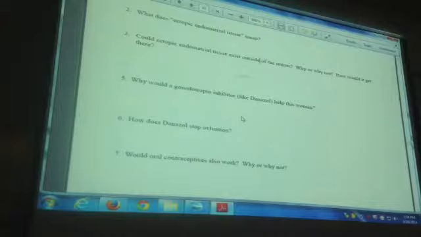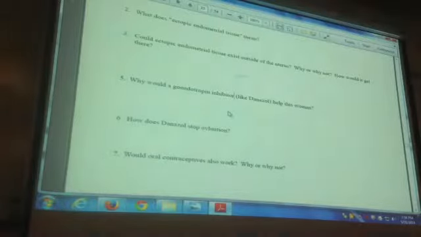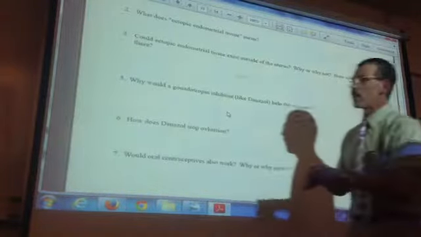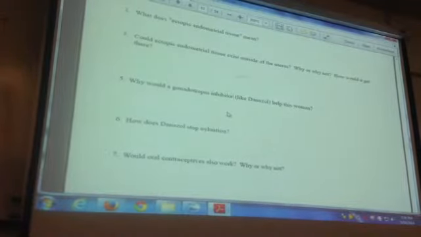Now the questions that you have to know from tonight are number 5 and 6. A gonadotropin inhibitor. So remind me what the gonadotropins are. What letters are they? FSH and LH. So if I turn off FSH and LH, would that help this girl? Yes, it would. Let's review.